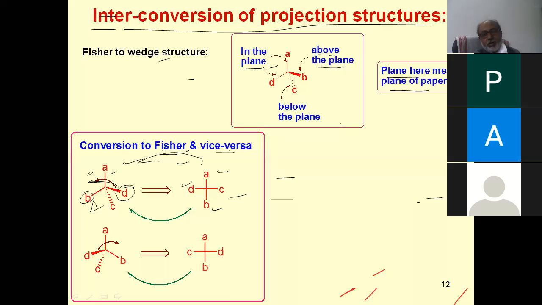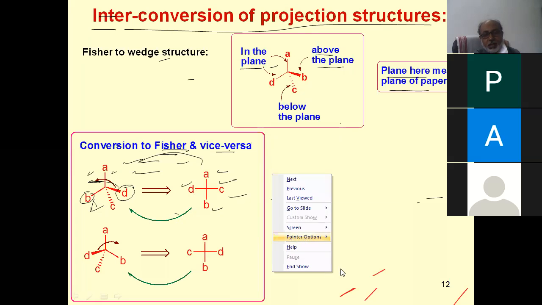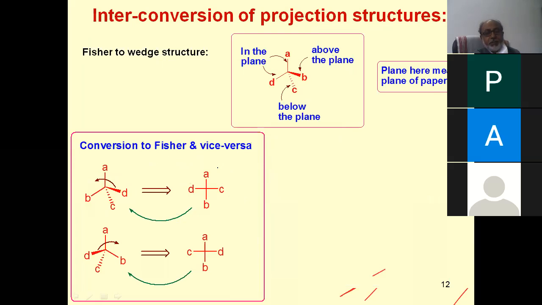Okay, sir. Now, suppose you want to go from here to here. Let me remove all these extra lines. You want to go from here to here. This line and this line, you just write this way. Suppose A is, you make this in the plane.